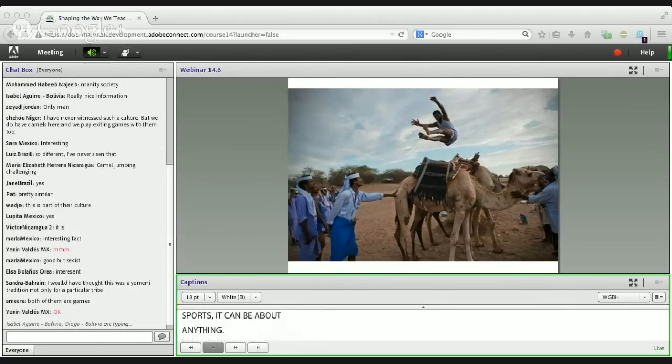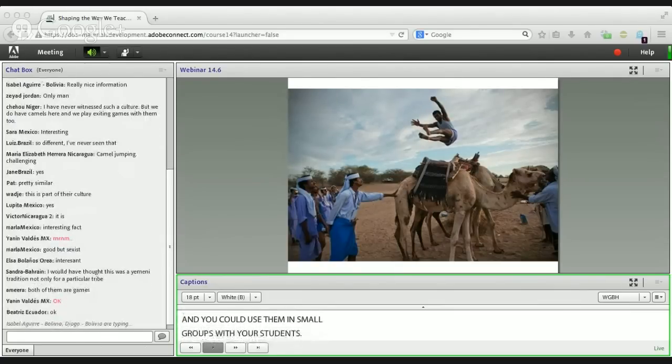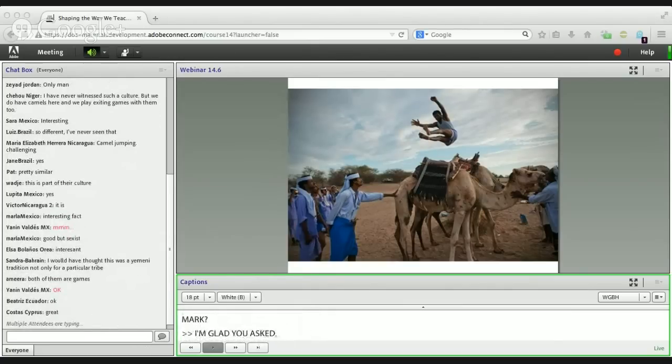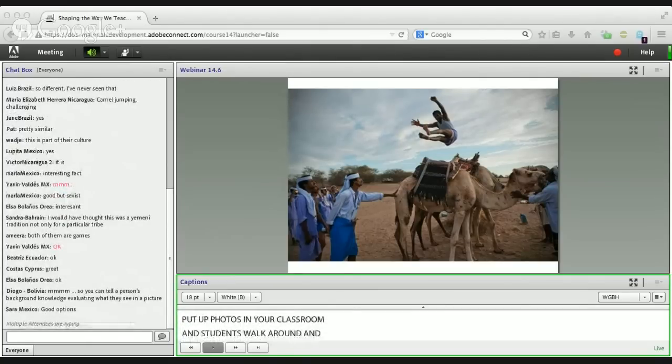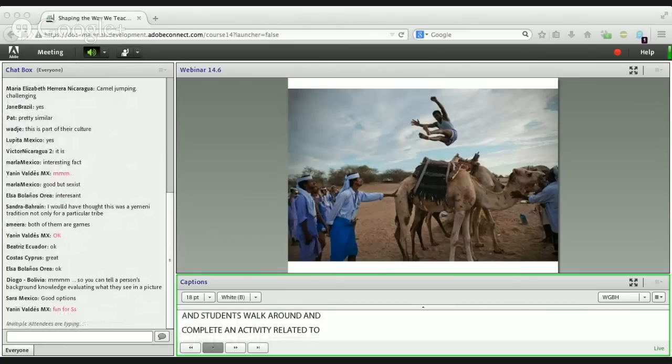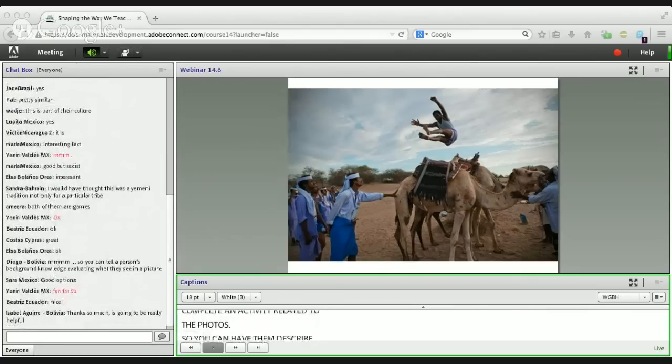You could do a gallery walk. What's a gallery walk, John Mark? I'm glad you asked. A gallery walk is when you put up photos in your classroom and students walk around and complete an activity related to the photos. So you can have them do describe, interpret, evaluate in groups as they go through the class. Excellent.